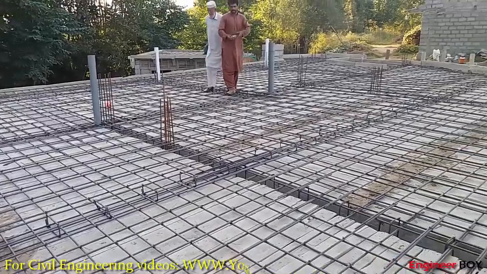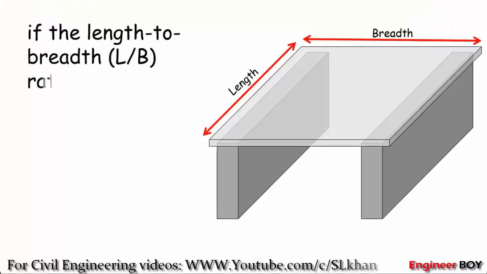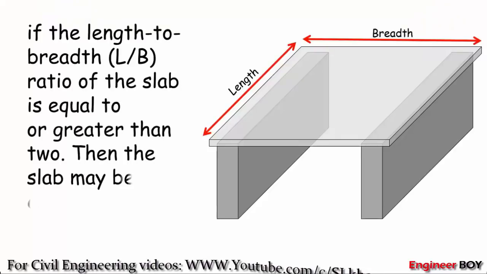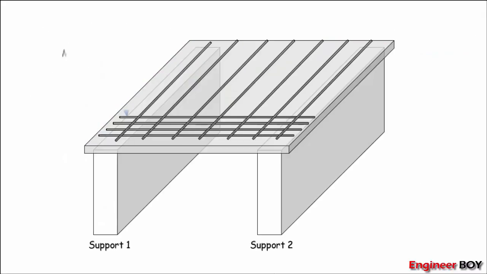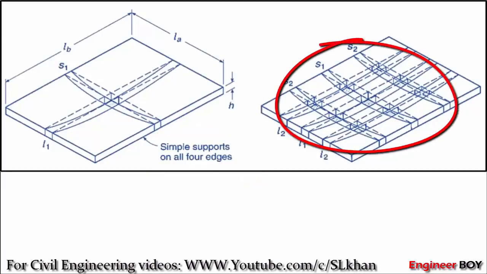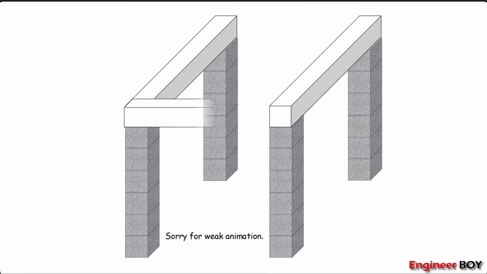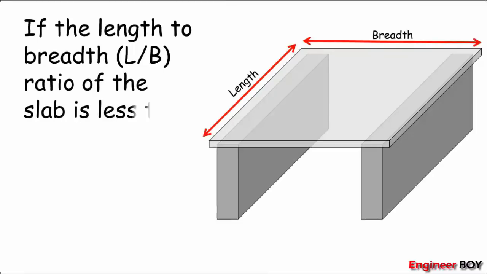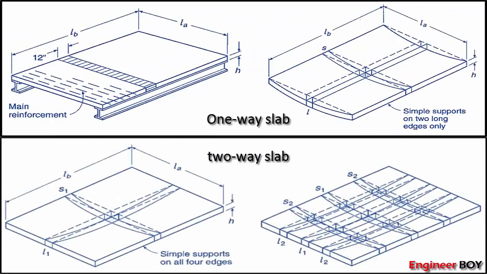So again, a slab is one-way when it is supported on two edges and bends only in one direction. Such a slab has a length to breadth ratio equal to or greater than 2. These slabs are designed for the spanning direction alone. And if the slab is supported on 4 edges and bends in 2 directions, then that's known as a two-way slab. These slabs are designed for both directions. And such a slab has a length-breadth ratio less than 2. And that's it. So this is how we differentiate the one-way and two-way slab.